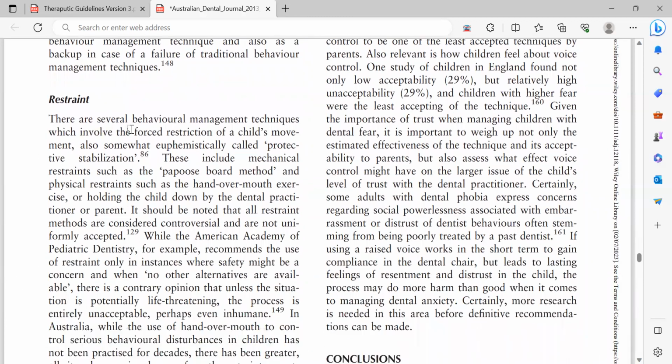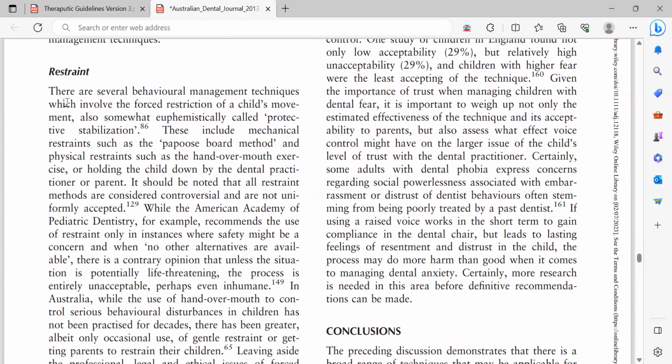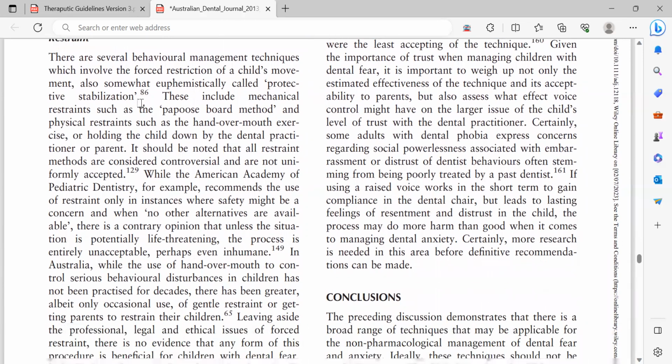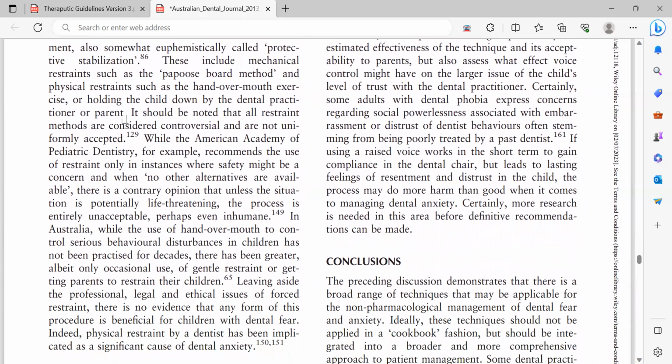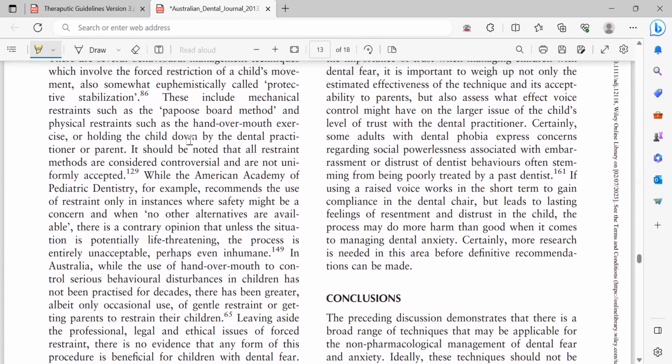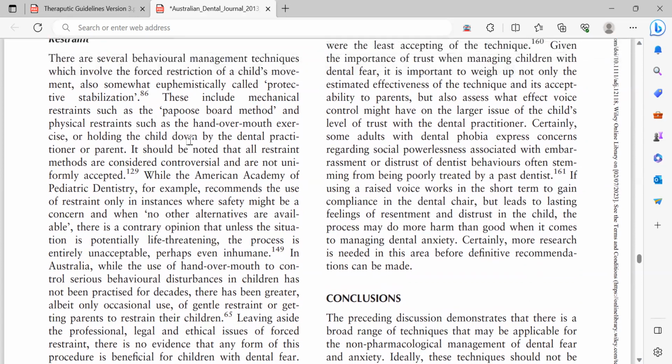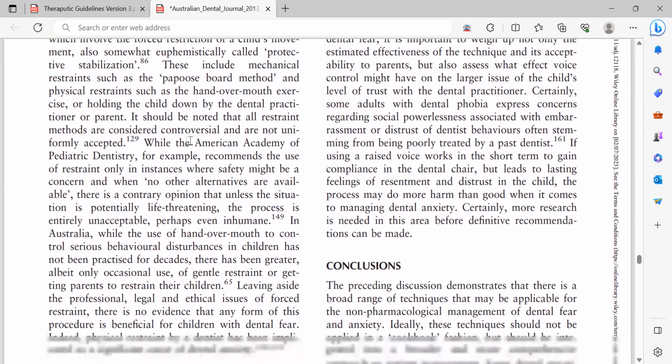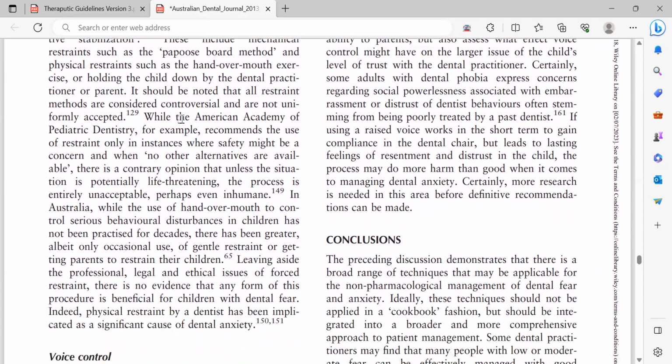Then restraint, so this is the very last resort. There are several behavior management techniques which involve the forced restriction of a child's movement, also somewhat euphemistically called protective stabilization. These techniques we generally use for a very uncooperative kid, when we have tried all the other strategies and the patient is still not cooperating, and for sure after the consent of the patient's parent.